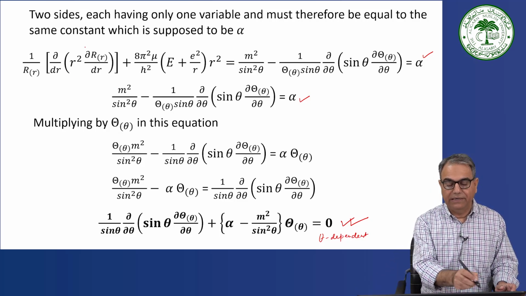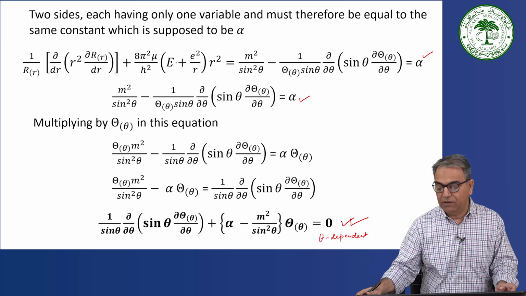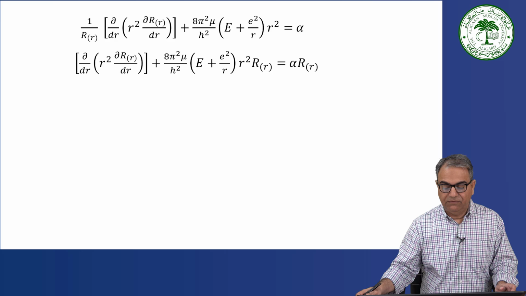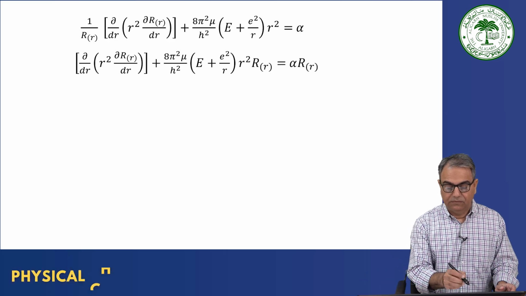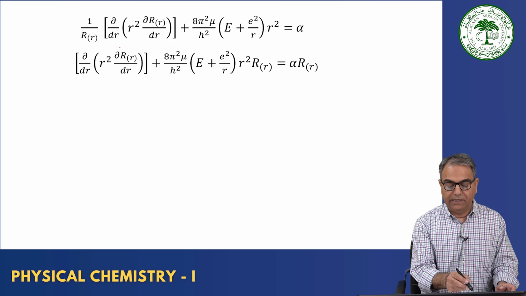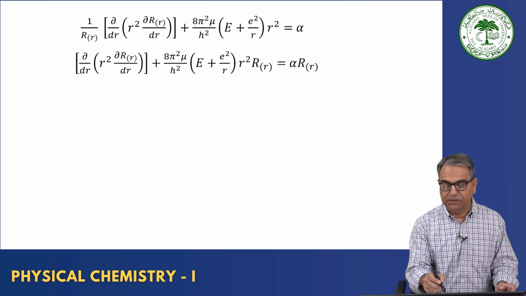The R part, the LHS part, will also be equal to alpha, and if you take that LHS is equal to alpha, then what you can write is, this R I have brought here, so it will be del by del R, R square del R by del R, 8 pi square mu by h square, E plus e square by R, square R.